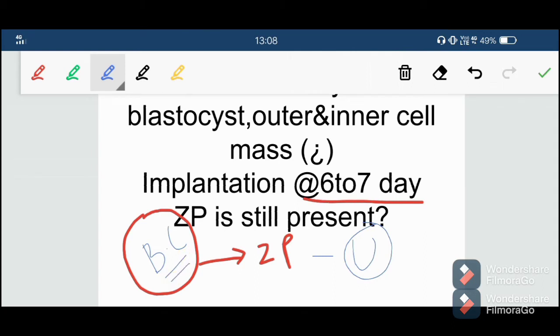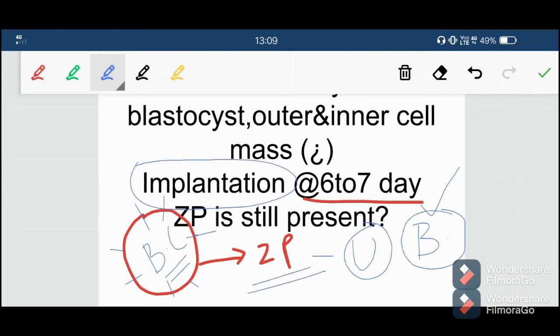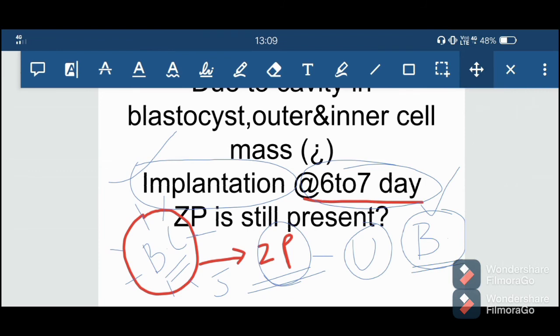Now the blastocyst which has the zona pellucida, the zona pellucida is degraded and the blastocyst is now free of the zona pellucida. Now implantation occurs. The degradation of the zona pellucida occurs approximately at the 5th day. The blastocyst, now free of the zona pellucida, gets implanted into the uterine wall. Implantation occurs on the 6th to 7th day. I hope you all like this class.